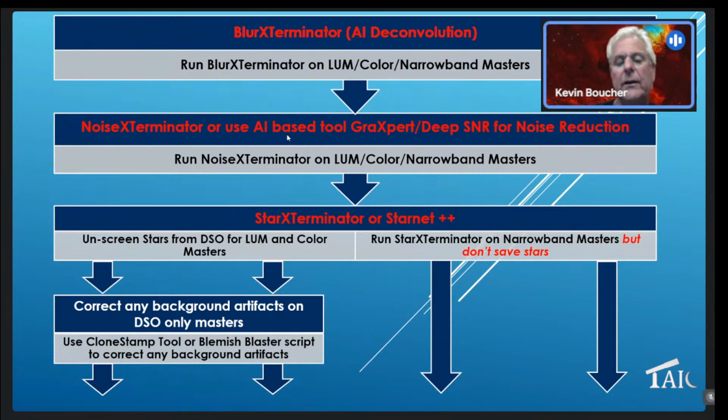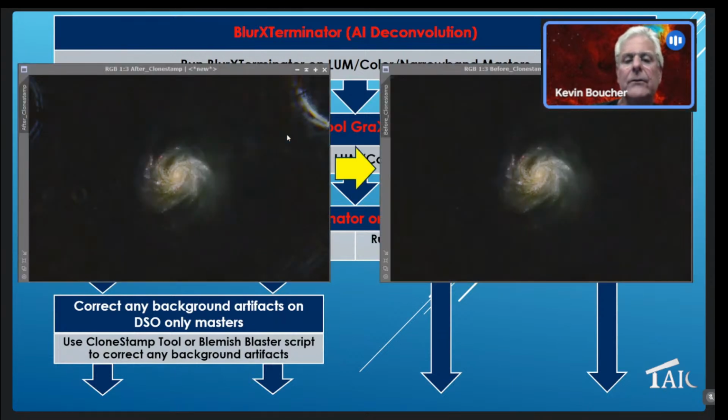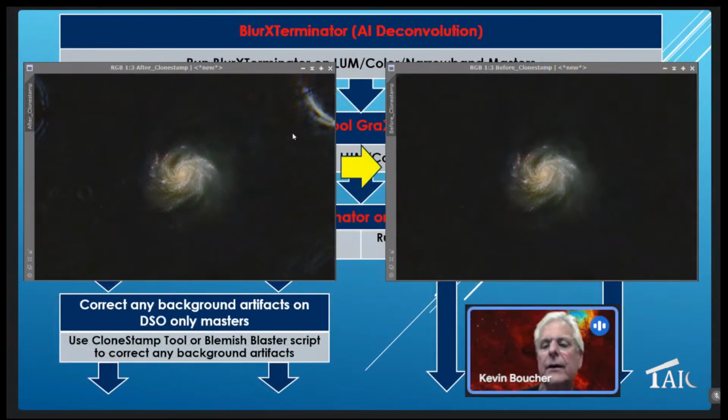Using things like the clone stamp tool for the background, and even Blemish Blaster, is something that will actually work within the DSO itself to some degree. An example of that, this is a very good, horrible example of some of the background artifacts I used to get when I would image something near a bright star that's off axis. You can see these bright rings located on the corners of this image. And using either one of these tools, it's very easy without the stars in the field to correct that background before you recombine everything again.